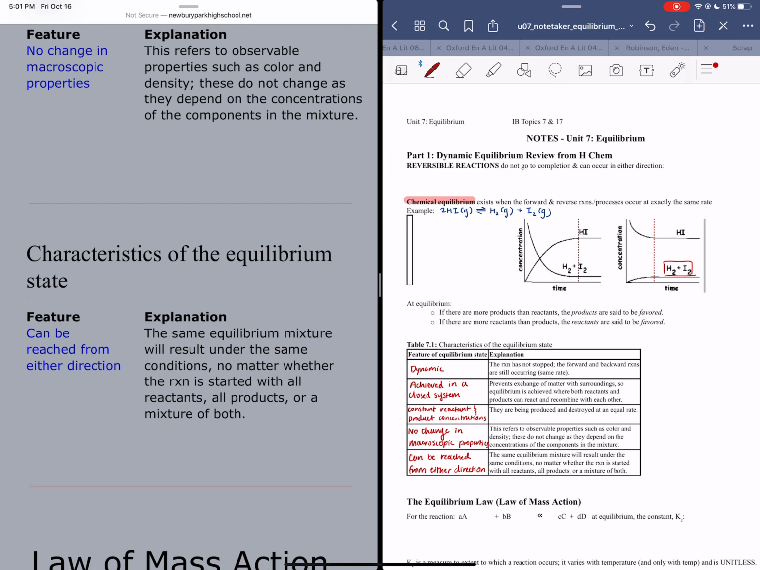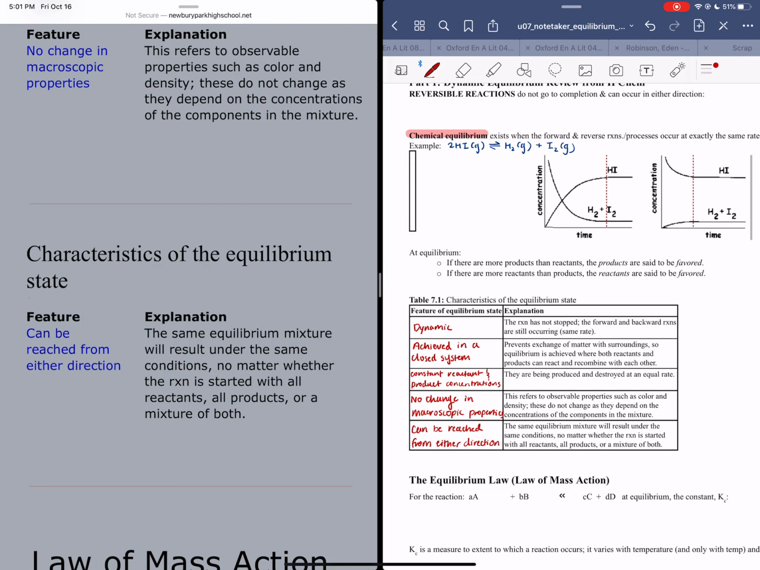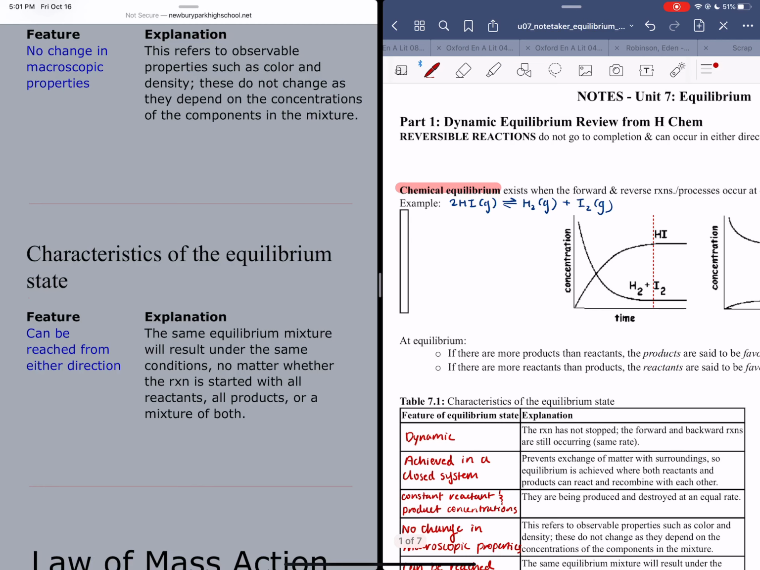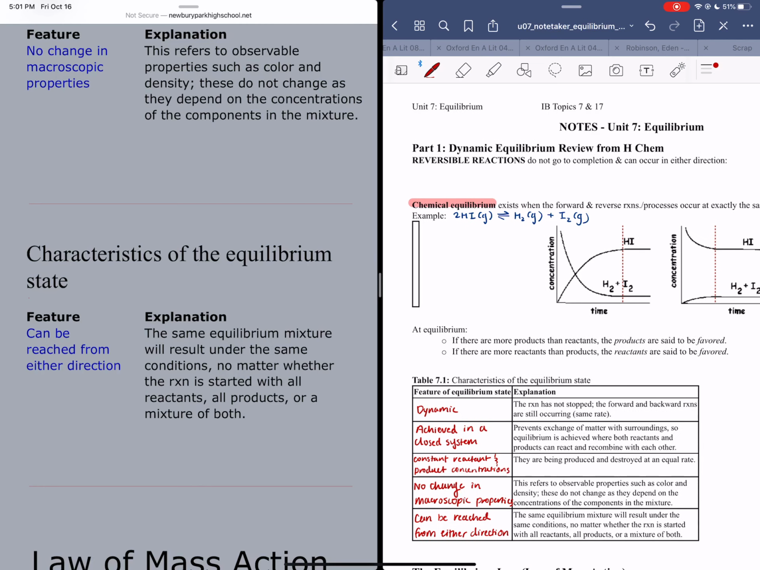Graphs aren't too important to know, but if anything, I hope that broke it down a bit. This just states exactly what I said, but it's good to know. If there are more products than reactants, the products are favored. If there are more reactants than products, the reactants are favored. This outlines the fact that in equilibrium, the concentrations aren't the same, but the concentrations must be constant.